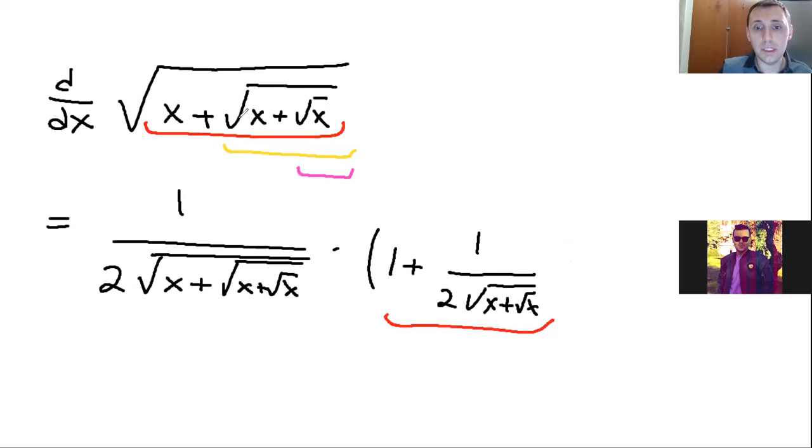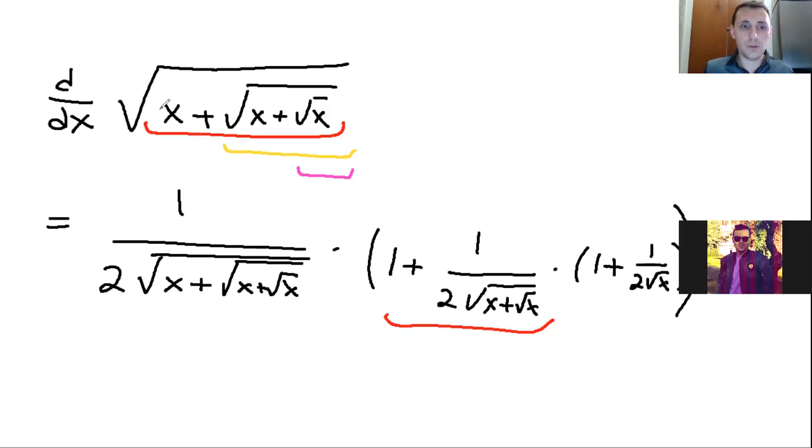Now I am in the yellow region, right? So I need to differentiate what's inside. So it's x plus root x. So that would be 1 plus the derivative of root x, which is simply 1 over 2 root x. Okay, that's the product.